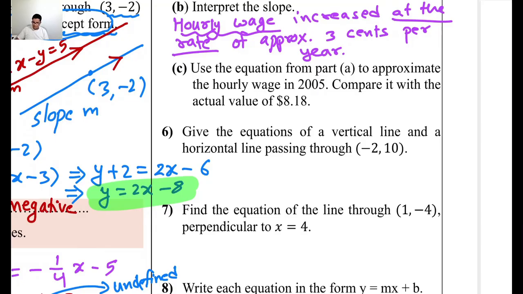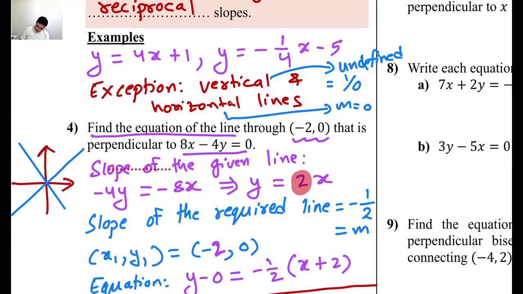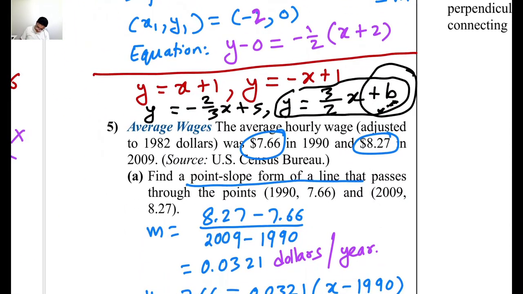Use the equation from part A to approximate the hourly wage in 2005. Compare it with the actual value 8.18. It seems the actual value is 8.18. You can compare with that. How? Use the equation. So y of 2005 would be from that equation. Okay, so what do we get?